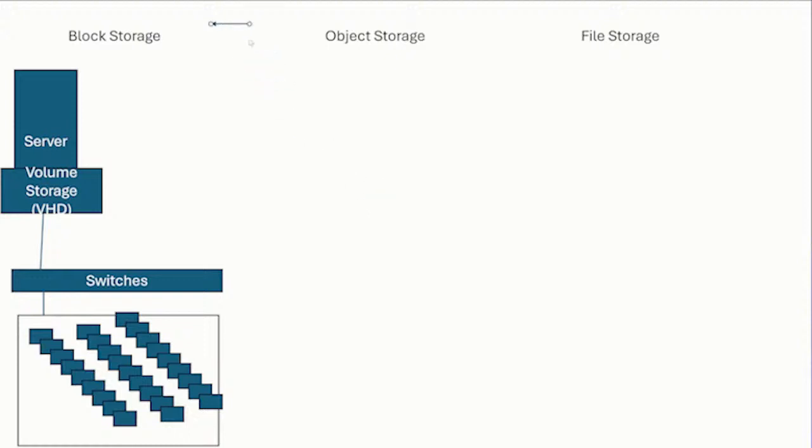Now, the next kind of storage we have is going to be object storage. Object storage is different than block storage. It's different because we take our data, and it's always going to start out as data. So we're going to have data, and when we store it as an object instead of a file.